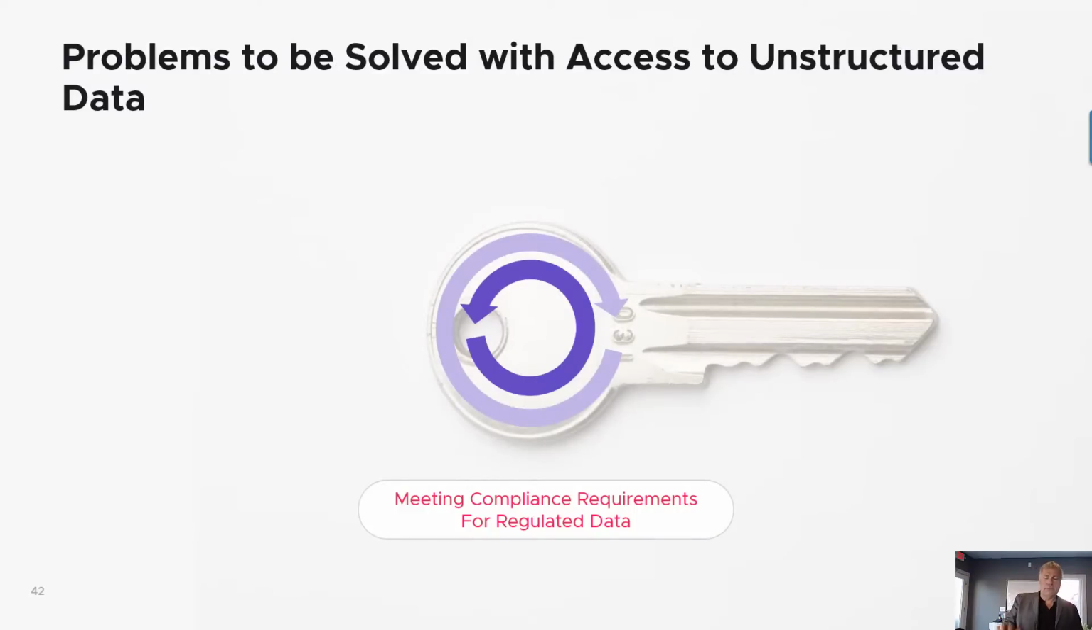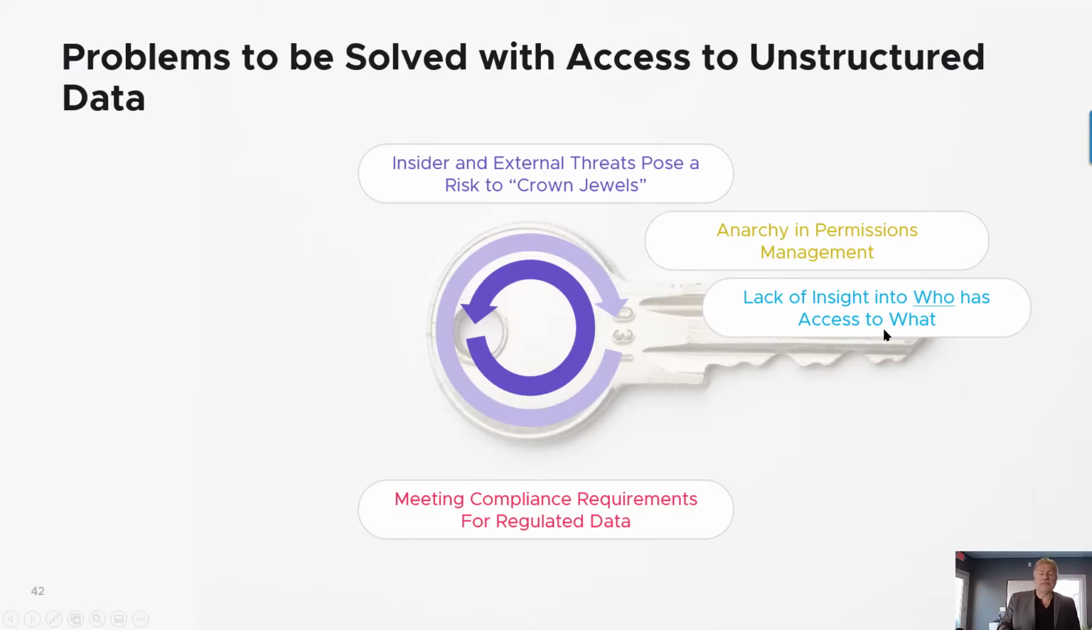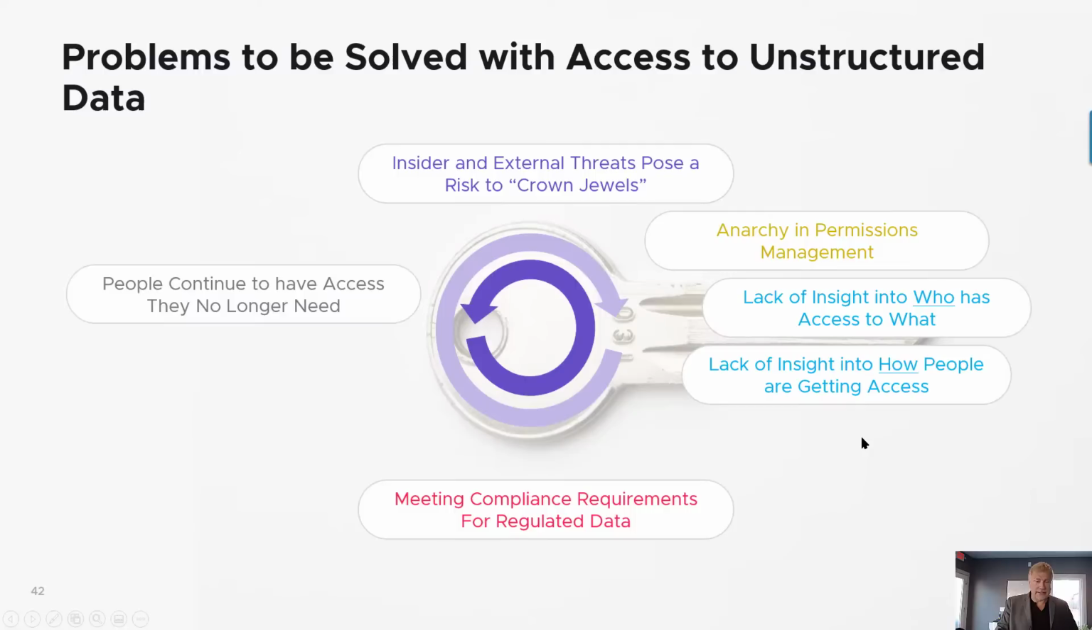So the problems that we solve with data access governance is the big rocks of meeting compliance requirements for regulated data, insider and external threats and the risk that they pose to these crown jewels that I was just referring to, or more tactical issues around anarchy in permissions management, or lack of insight in who has access to what, or how people are getting that access.